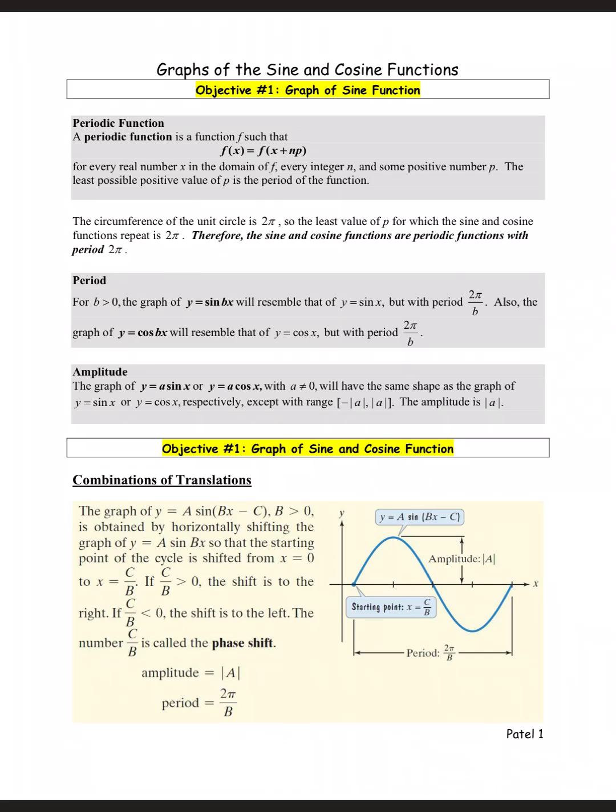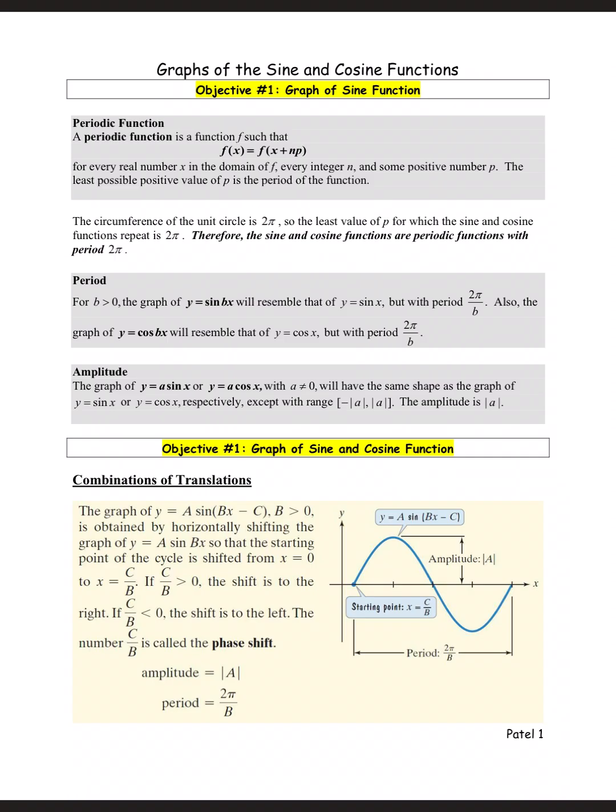Graphs of sines and cosines. A periodic function is a function f such that f of x equals f of (x plus np) for every real number x in the domain of f, every integer n, and some positive number p. The least positive value of p is the period of the function.